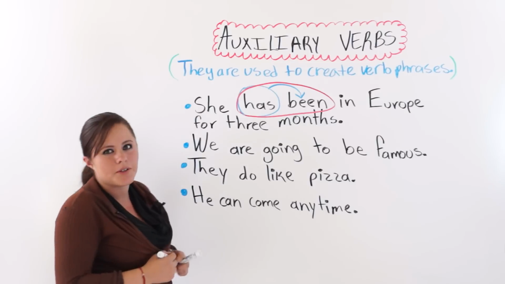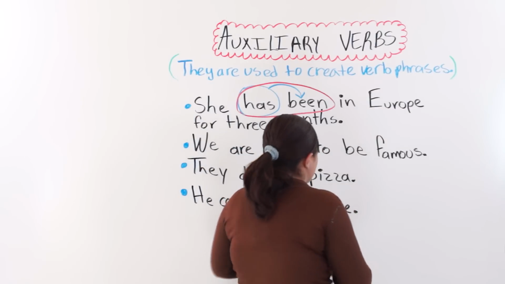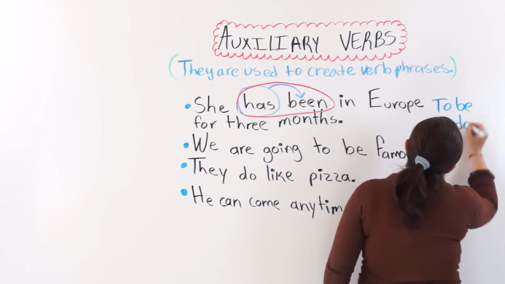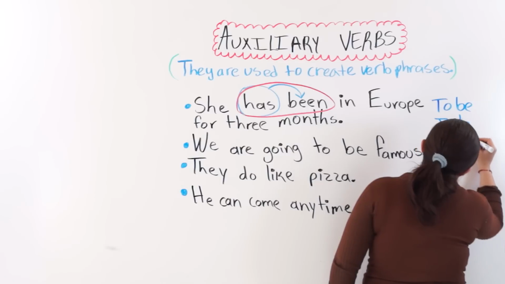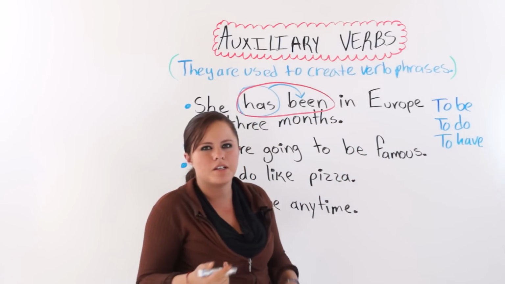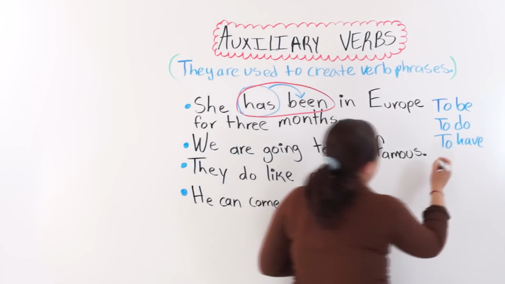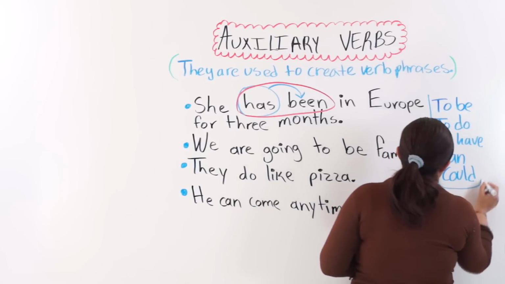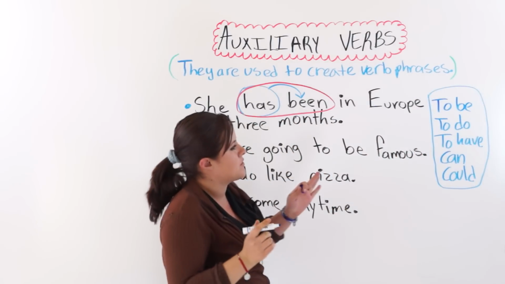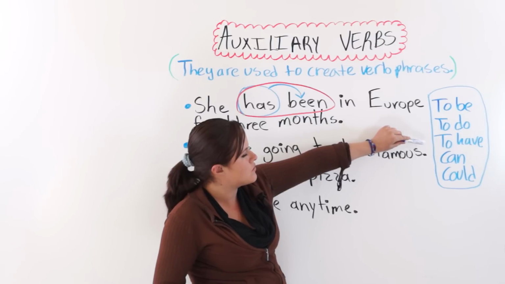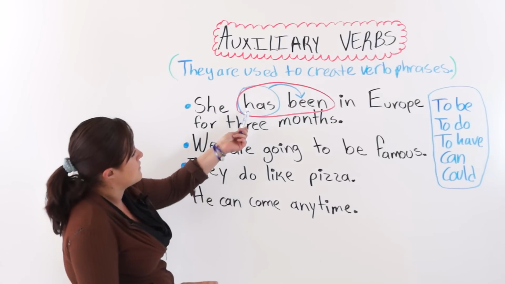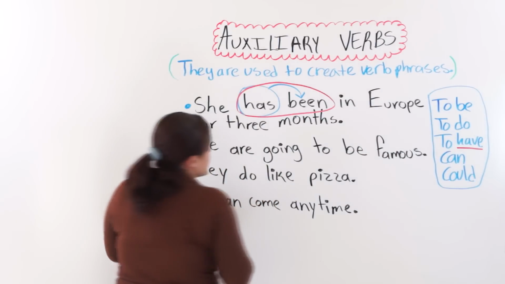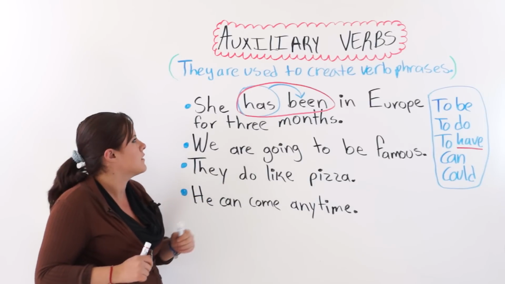Most commonly, auxiliary verbs are derived from the verbs to be, to do, to have, and some of them express possibility or probability, like can, could, etc. So our auxiliary verbs usually come from these verbs, all right? In this case, this one here comes from have, right? So she has been in Europe for 3 months.